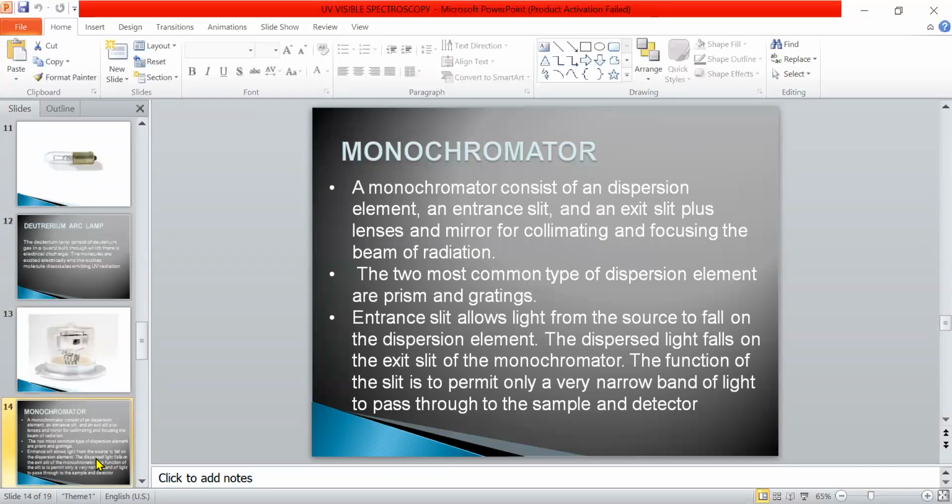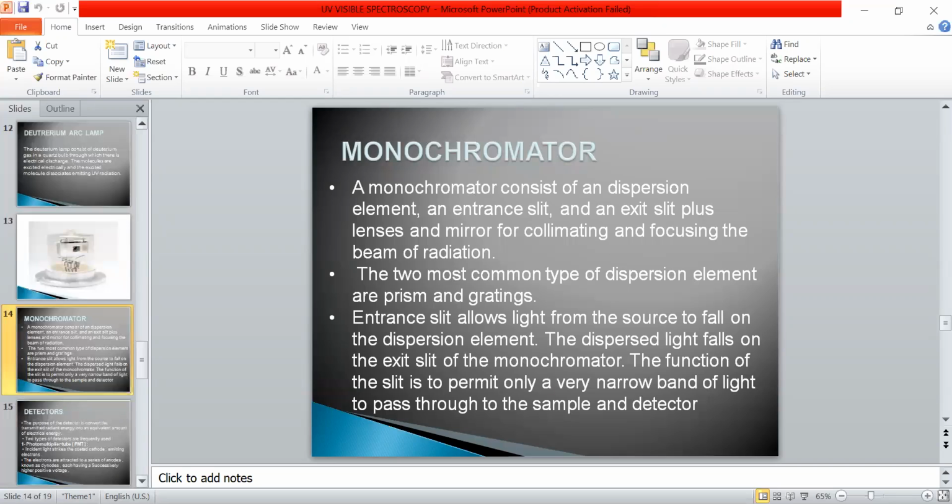The next one is monochromators. Monochromators consist of the dispersion element, entrance slit, and exit slit, plus mirrors for collimating and focusing the beam of radiation. The two most common types of dispersion element are prisms or gratings. The entrance slit allows light from the source to fall on the dispersion element. Dispersed light falls on the exit slit of the monochromator. The function of the slit is to permit only a very narrow band of light to pass through to the sample and detectors.